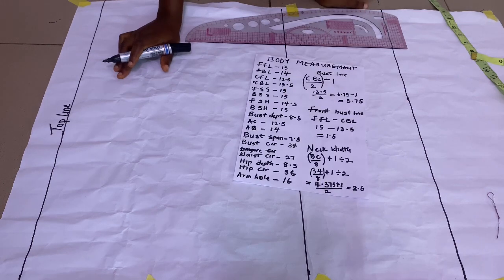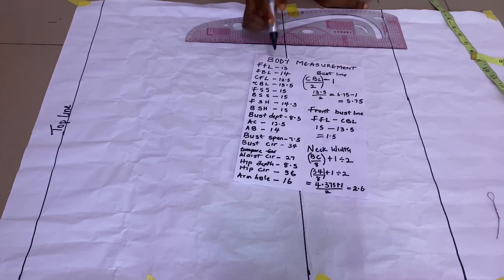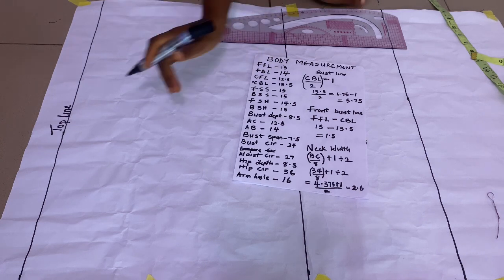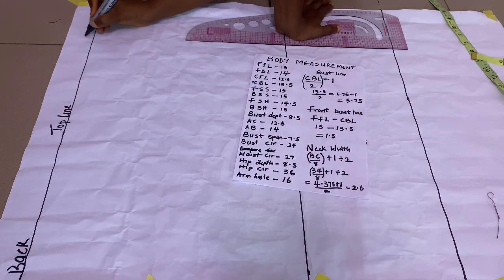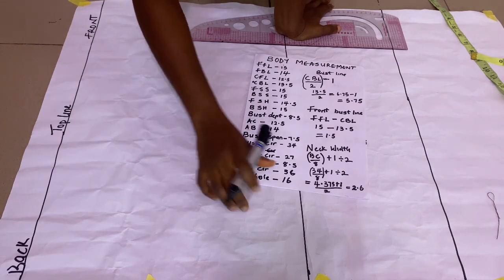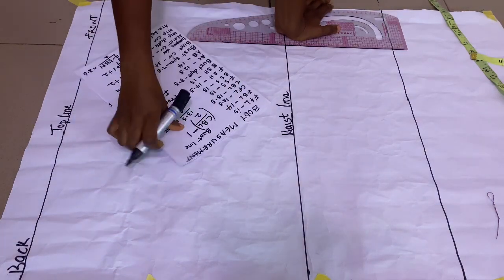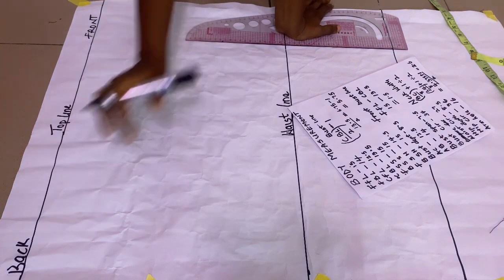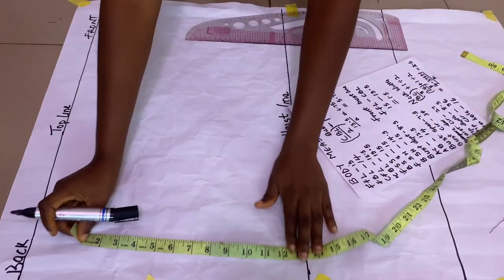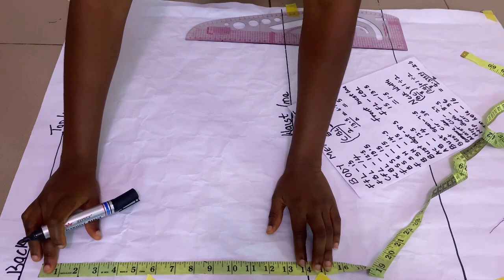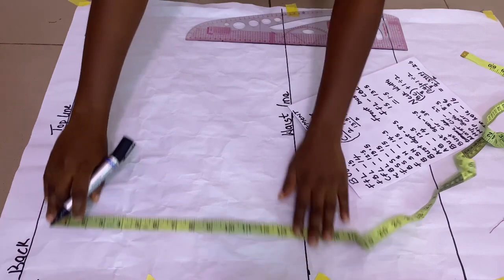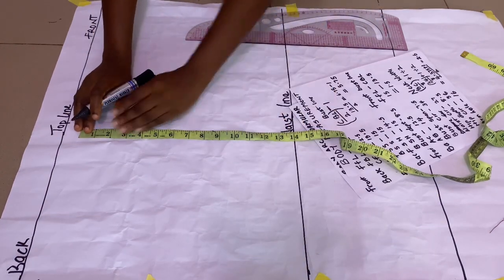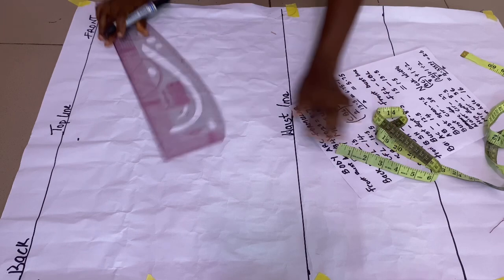So the next thing is to mark the full back length, and the full back length is 14. So this is the back, and this will be the front side. So I'll mark the 14 from the waistline upward. I'll mark 14 inches. Just mark it to at least almost half of the paper.